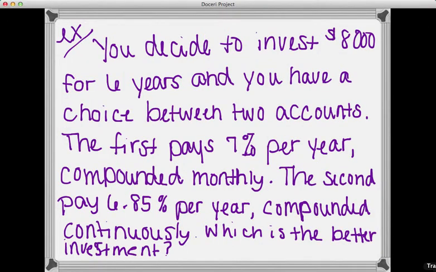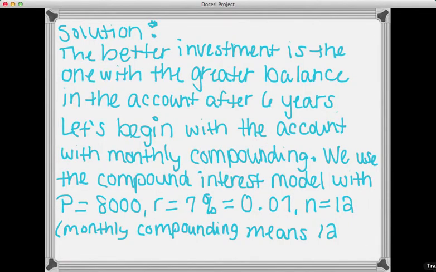So here we have an example. You decide to invest $8,000 for 6 years, and you have a choice between 2 accounts. The first pays 7% per year, compounded monthly. The second pays 6.85% per year, compounded continuously. Which is the better investment? The solution: the better investment is the one with the greater balance in the account after 6 years.